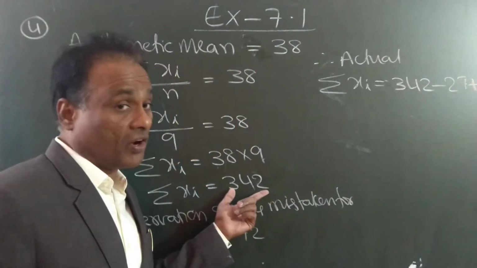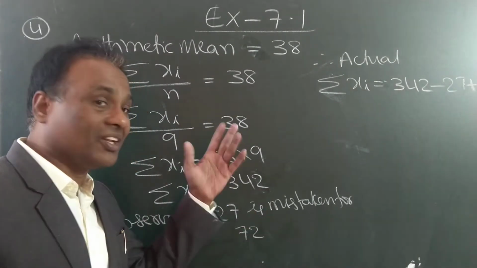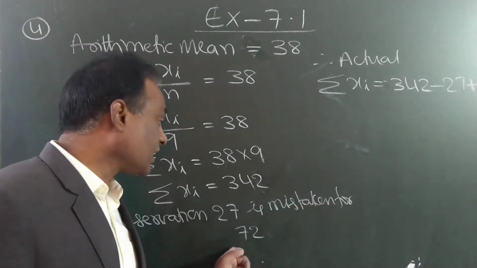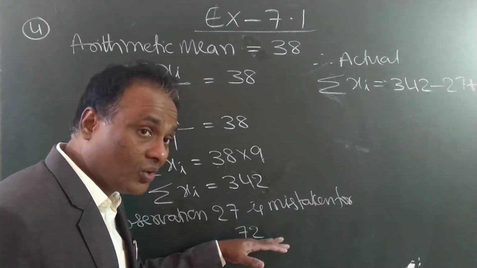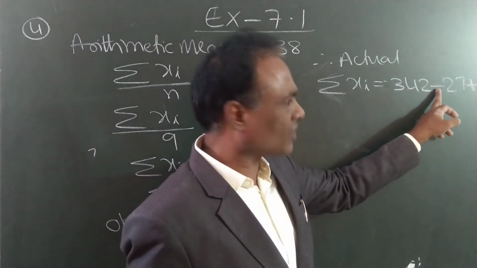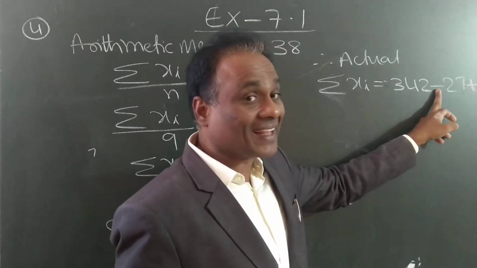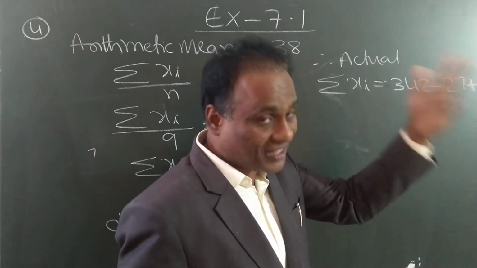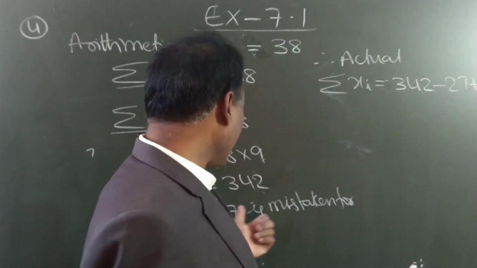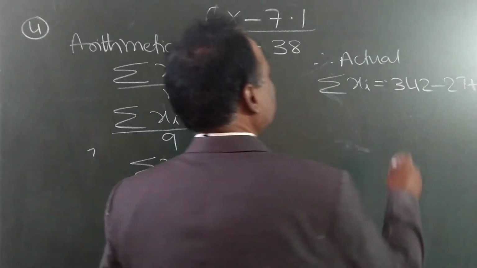Actually, the sum is 342. But after that, we observe that 27 is also included in it, which is a mistake. The observation 72 is mistaken for 27. Instead of writing 72, we wrote 27. So that mistaken number you remove. 27 is subtracted. But if you remove it, you will get 8 numbers only. But what is that new 9th number? 72. You add it. Remove the wrong number, add the correct number. That's all. Do it.